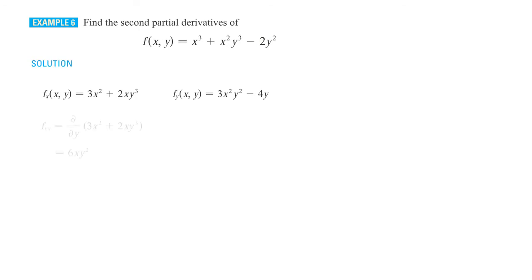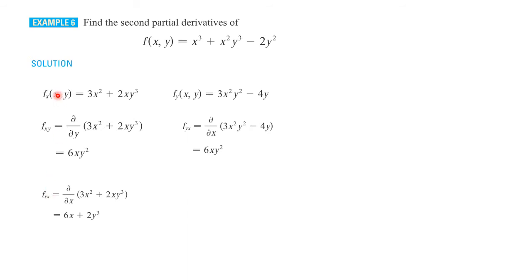Now we will find the second order derivatives. fxy means differentiate fx with respect to y. So this is 0, 6xy square. fyx means differentiate fy with respect to x: 2 times 3, 6xy square. y is constant, so 0.